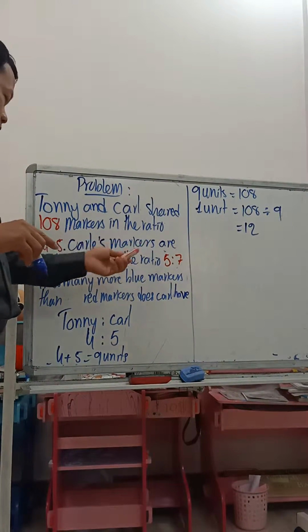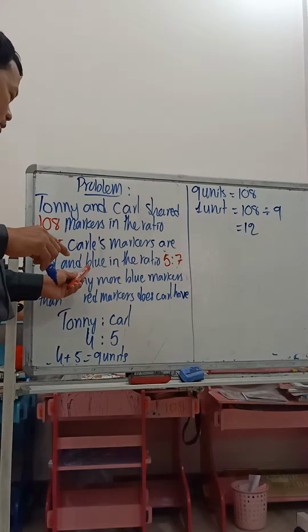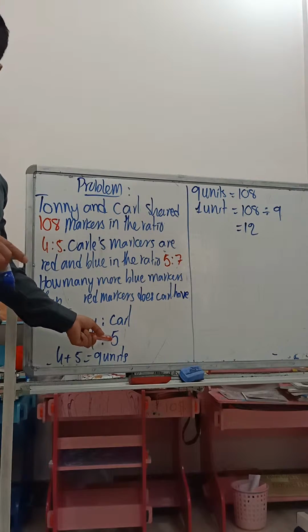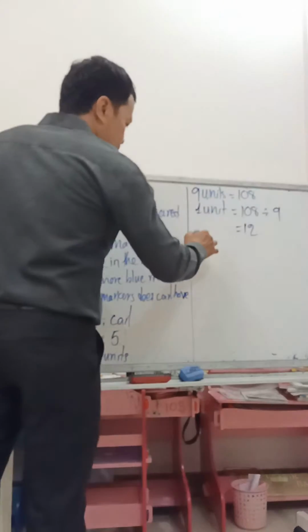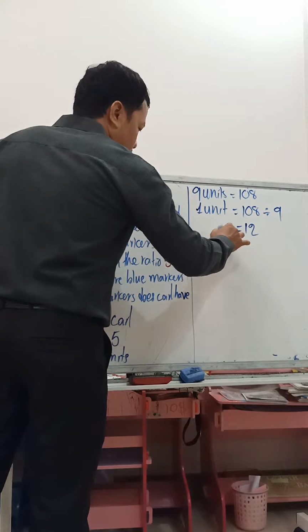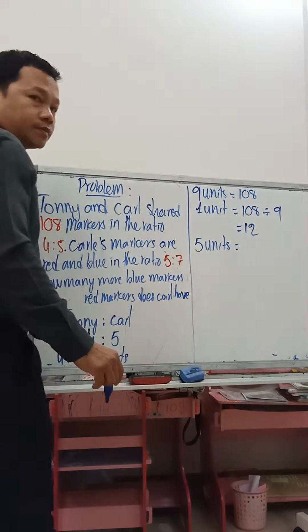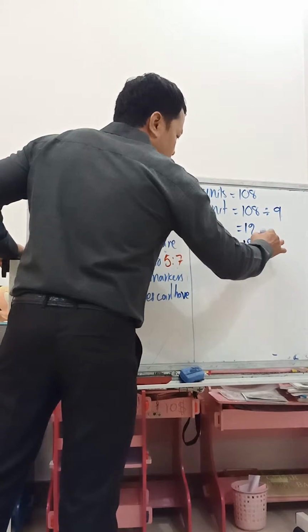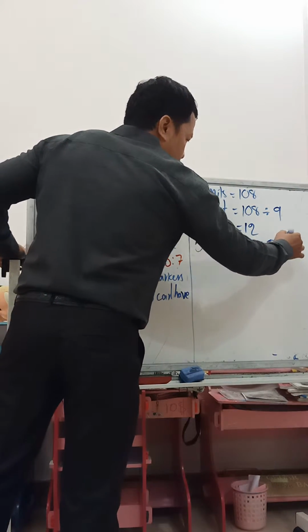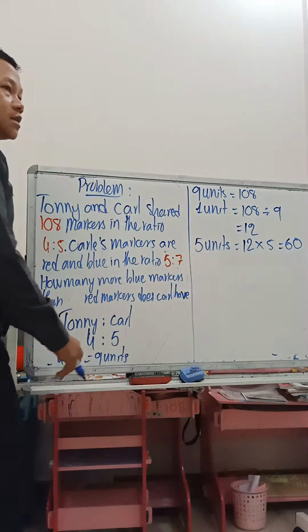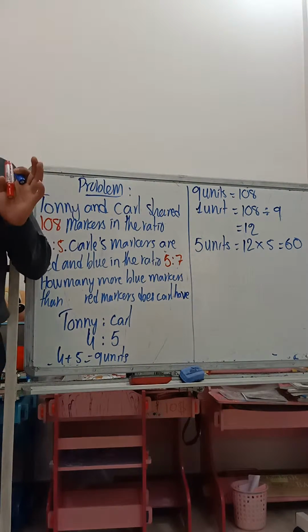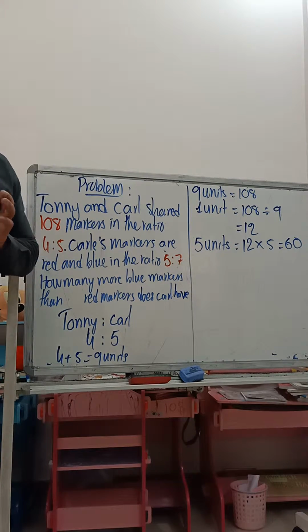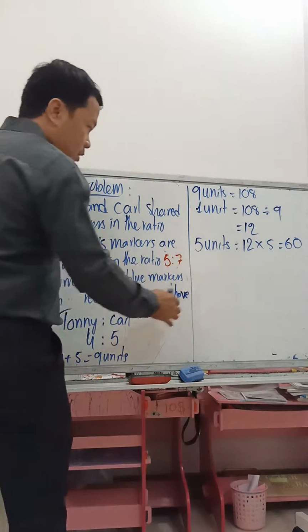Carl's markers are red and blue. Carl has how many units? 5. 1 unit equals what? How do you do it? Multiply. 12 multiplied by 5 equals 60. 60 markers. So Carl has 60 markers, both red and blue.